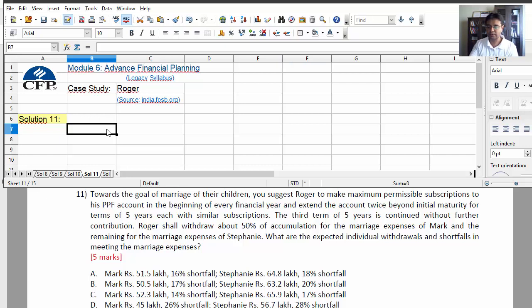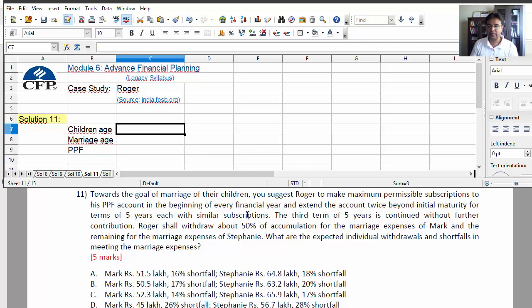First we must know the children's current age, so the current age of both the kids. Next, the marriage age. So let me first put what are the things we require from the case. The PPF details, like what is the PPF outstanding balance, when it was opened, or when it is going to mature. All those things we need from the case.